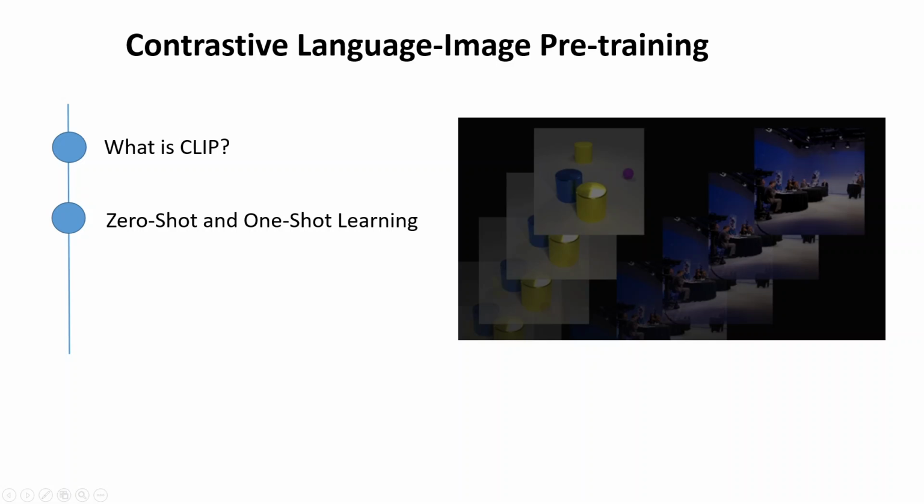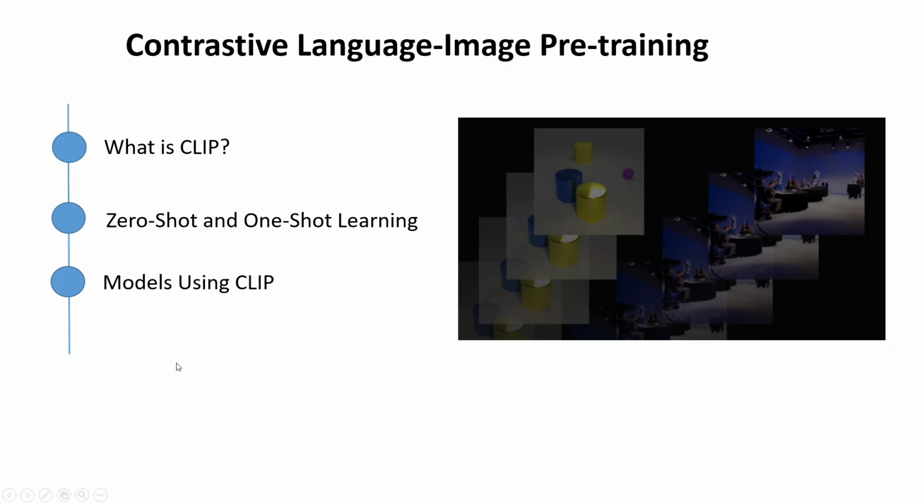CLIP can perform zero-shot learning where an unseen concept can be recognized, for example, identifying an animal without any prior training. It can also do one-shot learning, where a single example is shown for a concept and it can still recognize it. For example, recognizing a new font style on any page.